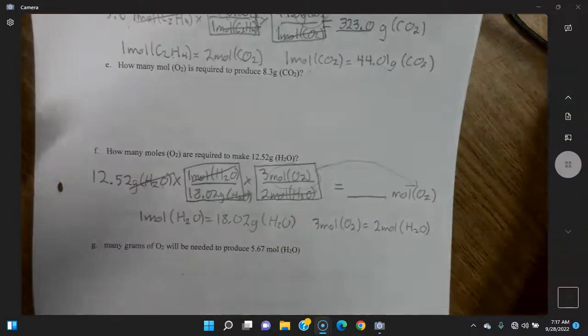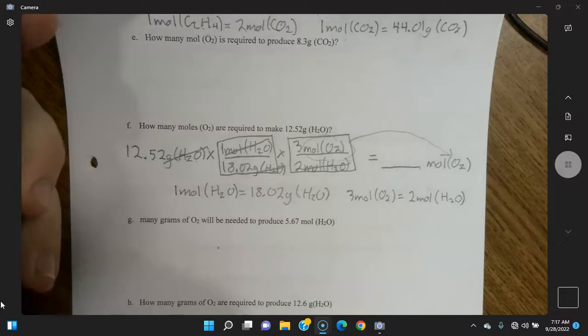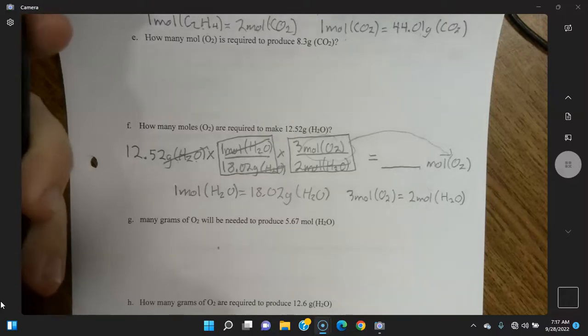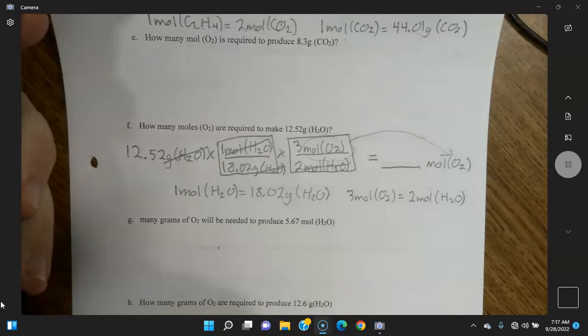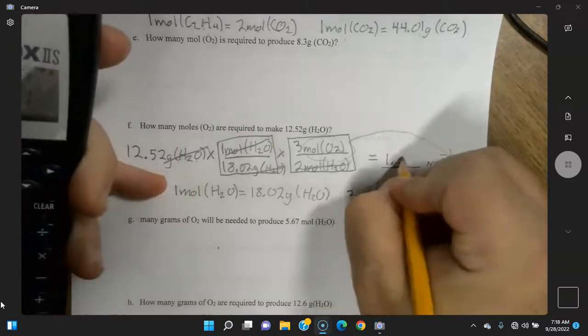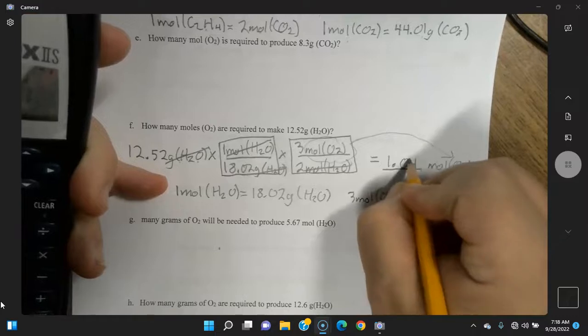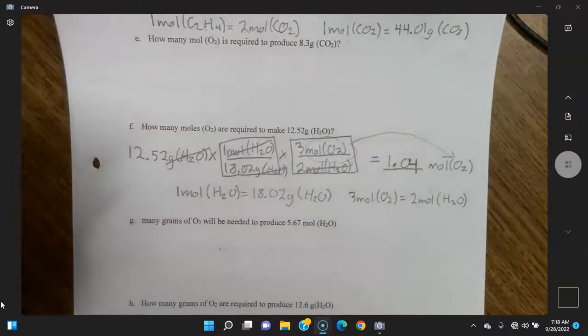So now you go ahead and do the math. Okay, so it's 12.52 times 1 times 3, everything on top, and then divided by 18.02, divided by 2, you hit equals, and you get 1.04. 1.04 moles of O2.